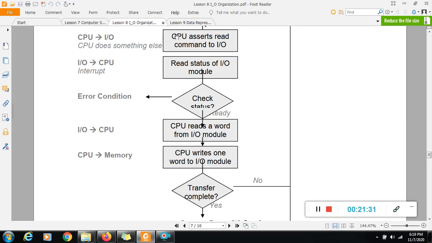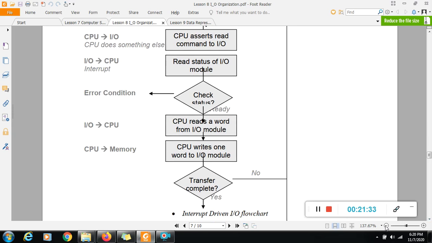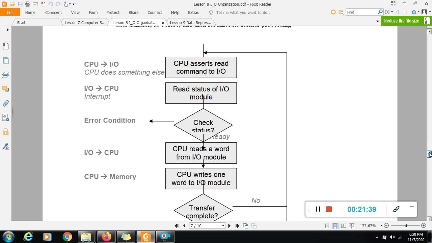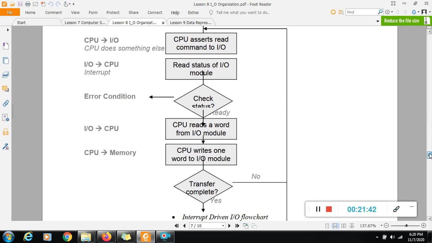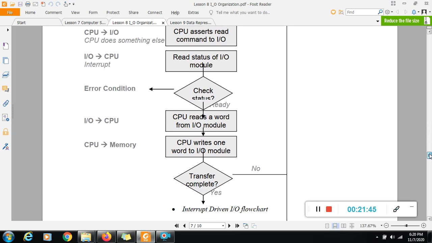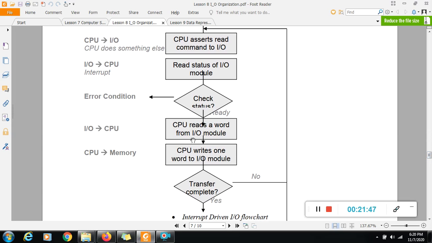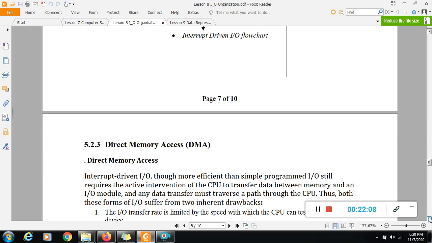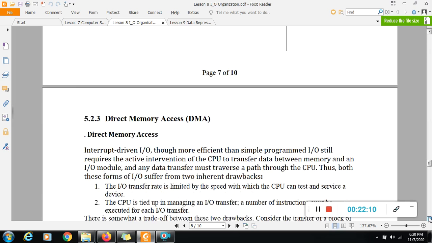Here you are. So the CPU asserts a read command to the I/O. It reads the status of the I/O module and checks the status. If it's ready, the CPU reads a word from the I/O module, or the CPU writes a word to the I/O module, and then the transfer is complete. It is the I/O module that will poke the CPU if things are not working, or if things have worked to completion. So either reporting an error or reporting that the task has been done successfully.